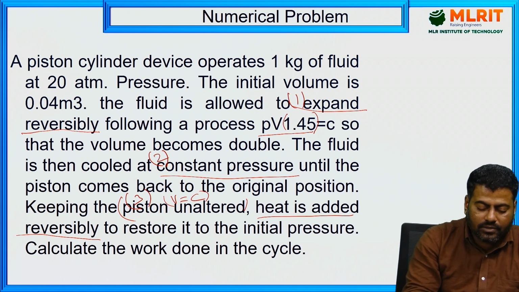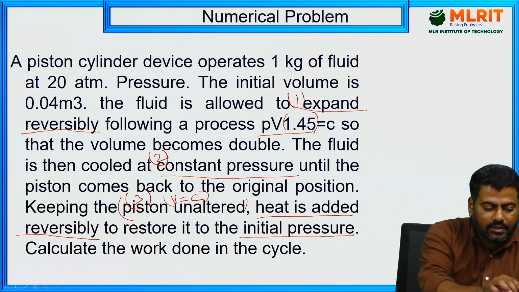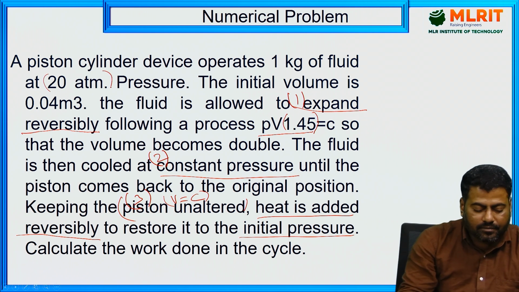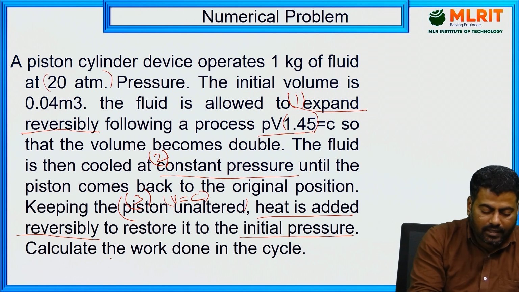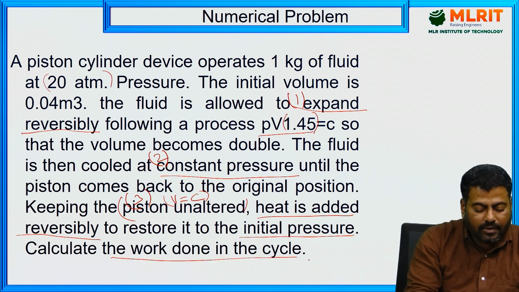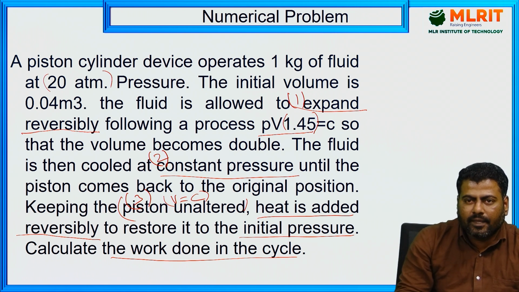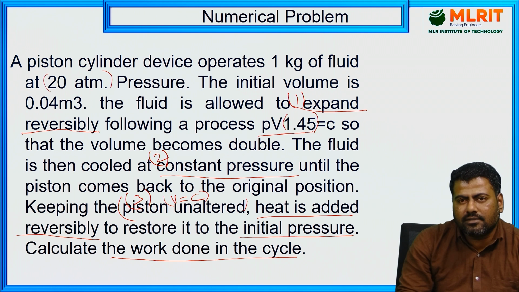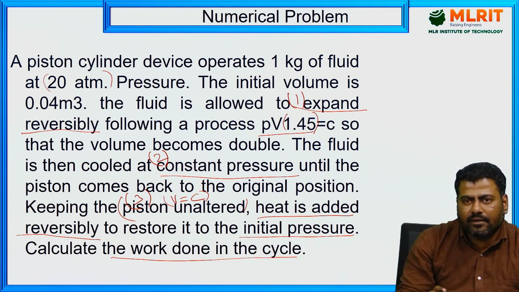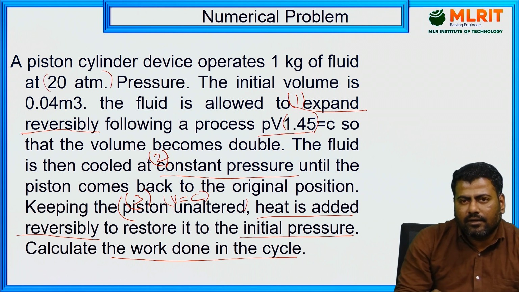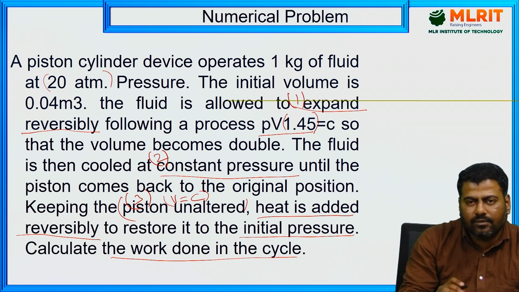Until it is restored to the initial pressure. The initial pressure is given as 20 atmospheric pressure, and we need to calculate the work done in the cycle. It comes back to restore the initial pressure itself, so the combination of these processes is what we call a cyclic process. The final state of the final process comes to the initial state of the initial process. Got it? Here we have considered only 3 processes.